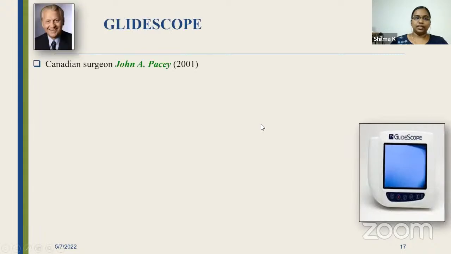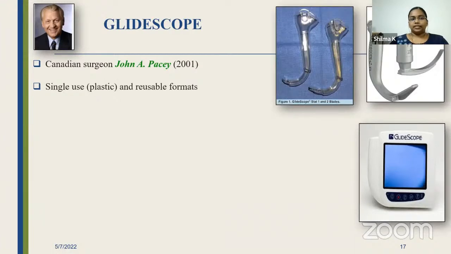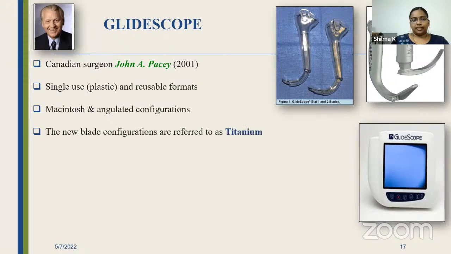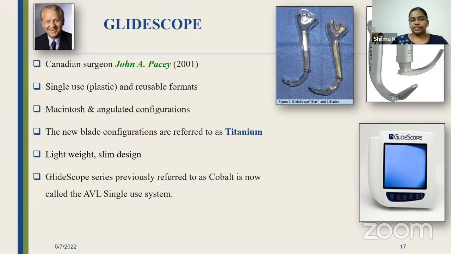Next, about the GlideScope. As we already said, it was introduced by the Canadian surgeon John A. Pacey in 2001. And since its introduction, there have been numerous changes for both the laryngoscope blade and the screen. Single-use plastic and reusable formats are available. Both Macintosh and angulated configurations can be used. And the new blade configurations are referred to as titanium, whether in single-use or reusable format. It is very lightweight with a slim design. The GlideScope series was previously referred to as Cobalt, and it is now called the AVL single-use system. It has anti-fogging technology, made effective by turning on the machine 30 to 120 seconds prior to use.